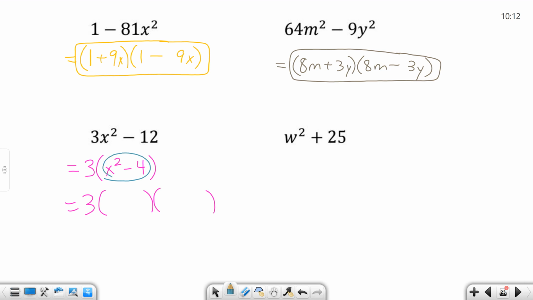So I have 2 terms. I have no GCF in there anymore. They're different, plus and minus. Perfect square, 4. Even power, 2. So what do you square to get x squared? X. What do you square to get 4?